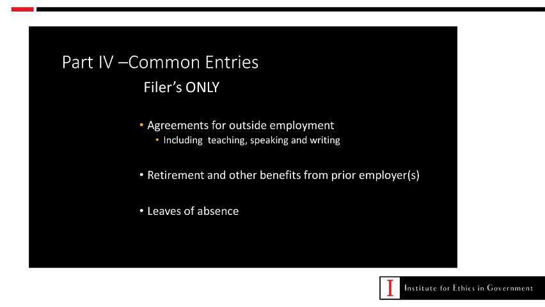Finally, we have part 4. So these are agreements or arrangements. So these are ongoing agreements of the filers. So agreements for outside employment. So if they have an arrangement concerning future employment, we would expect to see that here. Ongoing retirement and other benefits from private employers, or leaves of absence from financial institutions or from educational institutions.